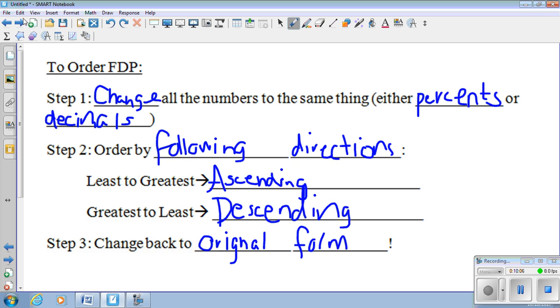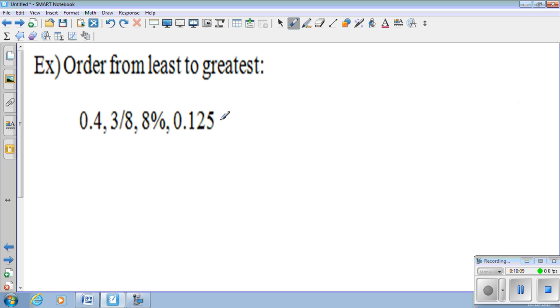Make sure you filled in all these blanks. Alright, so our example is order these from least to greatest. We have 4 tenths, 3 eighths, 8% and 125 thousandths. I'm going to put these all into decimals. I don't have to do anything to 4 tenths because that's already a decimal. 3 eighths I can divide out. And what I know is that it gives me 375 thousandths. 8%, I'm going to take away the percent sign and move the decimal 2 places to the left, and I know that's going to give me 0.08. And then I don't have to do anything to 125 thousandths because again it's already a decimal.